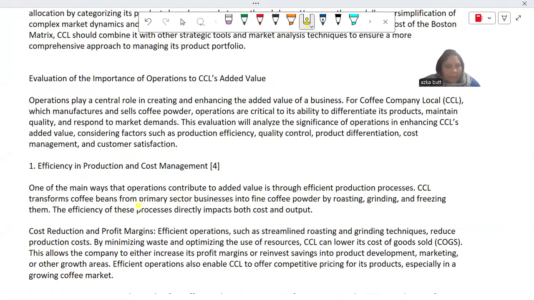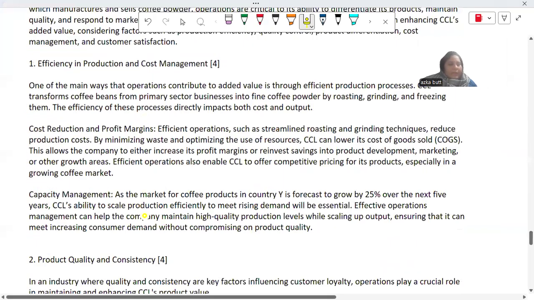CCL transforms the coffee beans from the primary sector business into fine coffee powder by roasting, grinding, and freezing them. So the efficiency of these processes directly impacts both cost and output. Its first point is cost reduction and profit margin.